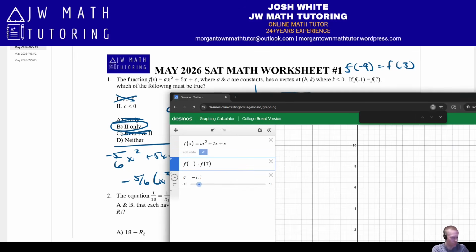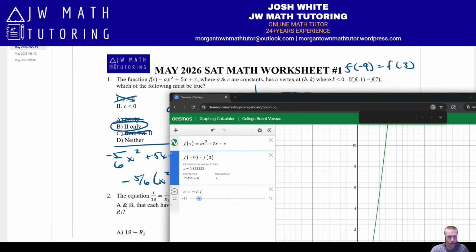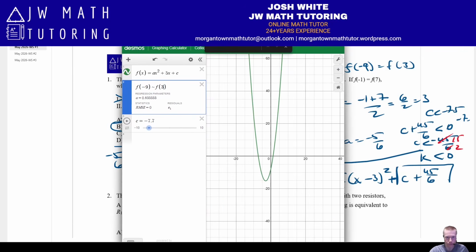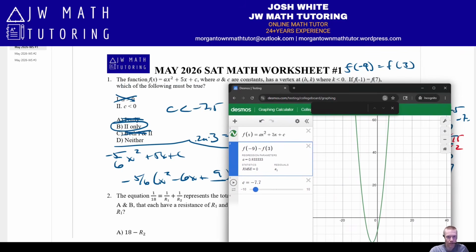So if I go back to Desmos just to demonstrate this, notice what happens now. Okay, and hold on, let's get rid of this too. Notice, must A be greater than 0? The answer is yes. Here, A is positive. It's now just the opposite of what it was before. It's positive 5 over 6 instead of negative. So number 1 would be true.